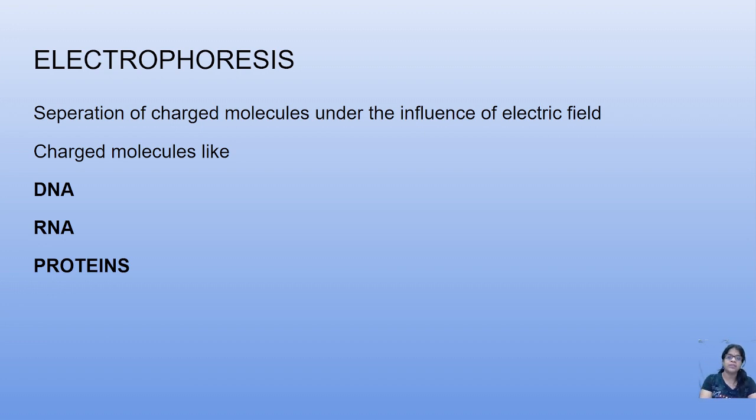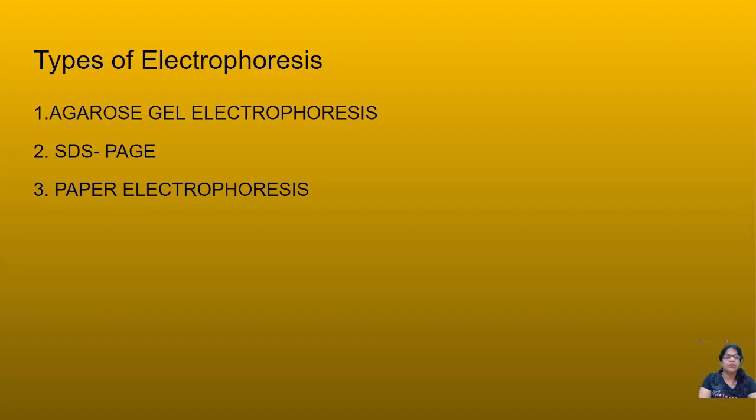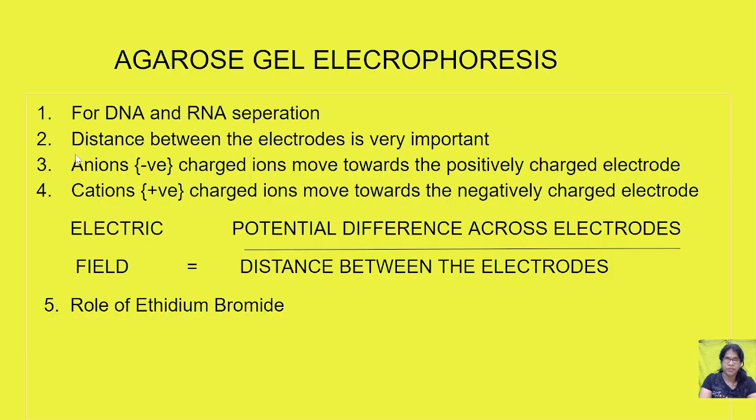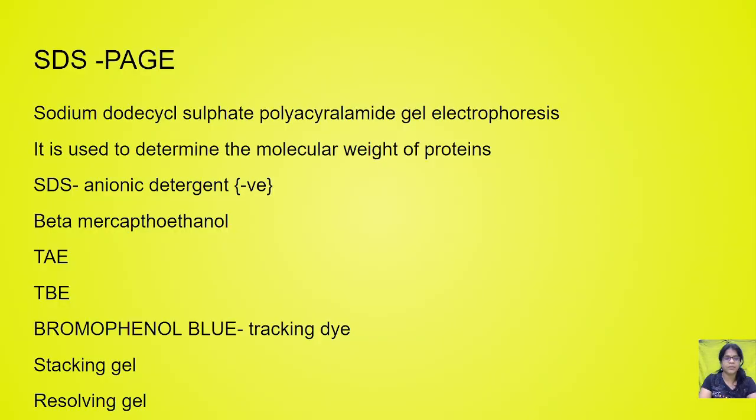So today in the class, let's talk about all the types of electrophoresis. What are the types of electrophoresis involved? SDS is mainly used for protein separation, whereas agarose is mainly used for RNA and DNA separation. SDS being a vast topic, a bigger topic to discuss, I want to talk first about SDS-PAGE. So what is SDS? SDS-PAGE is sodium dodecyl sulfate polyacrylamide gel electrophoresis.